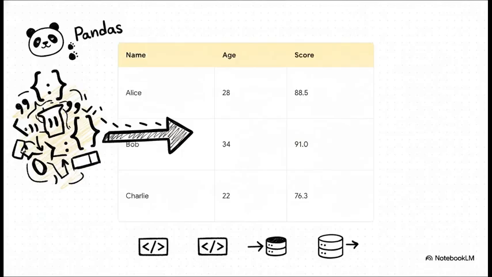This perfectly illustrates the magic. By taking a standard, kind of messy Python dictionary and passing it into Pandas, we instantly get this beautifully structured data frame. You can clearly see Alice, Bob, and Charlie, along with their ages and scores, all lined up. It literally gives raw data a highly organized, completely human-readable structure.